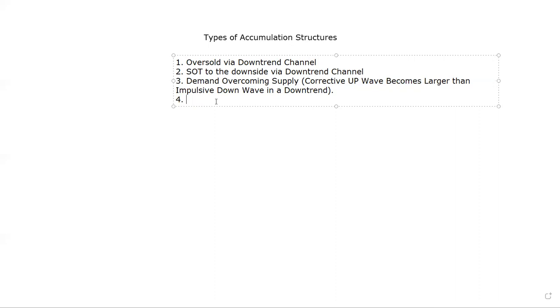What was the fourth one which I told you yesterday? We have a suitable name for it. Wait, hold on. Okay, V bottom formation with climactic action and exhausting supply.